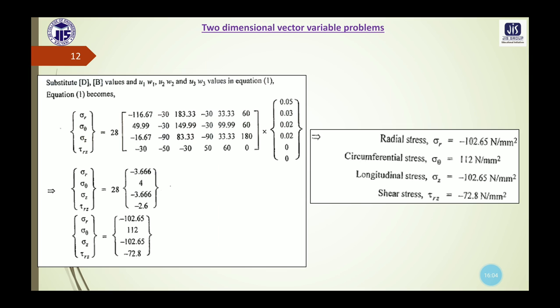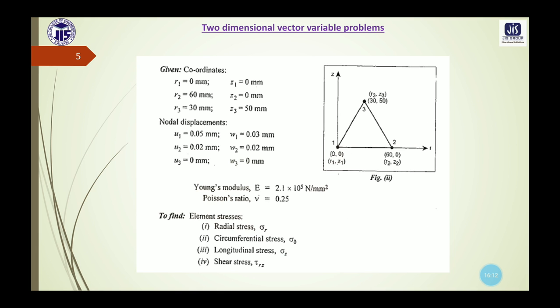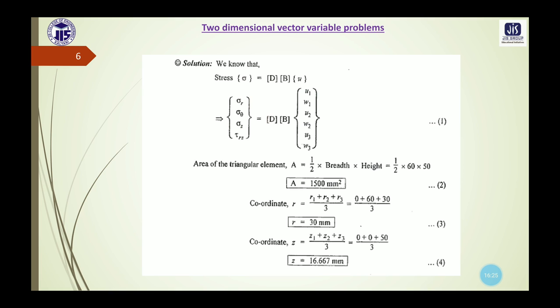So this is the final answer of this numerical. So what we have done actually, we had to calculate the element stresses, that is the radial stress, circumferential stress, longitudinal stress and shear stress for the given triangular element. And for that, the formula that we have used, you can see here the first line, it is stress sigma, it is the multiplication of D and B matrices multiplied by the nodal displacement matrix. Now the values of this nodal displacements, these are given in the numerical.